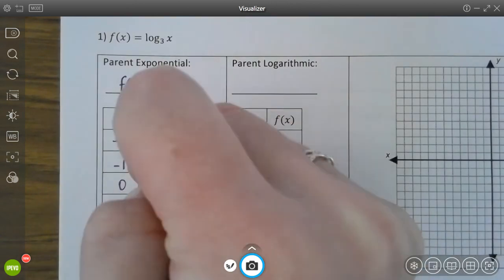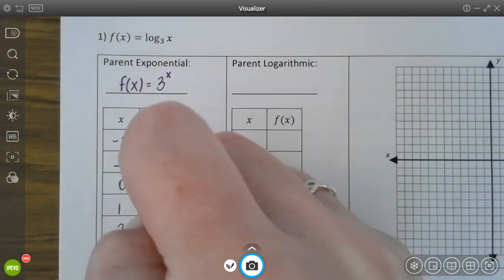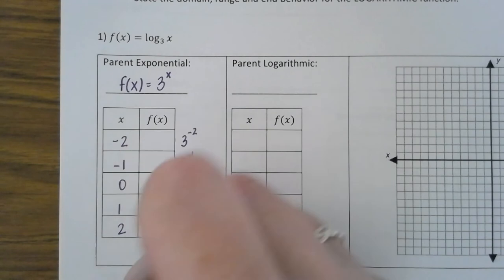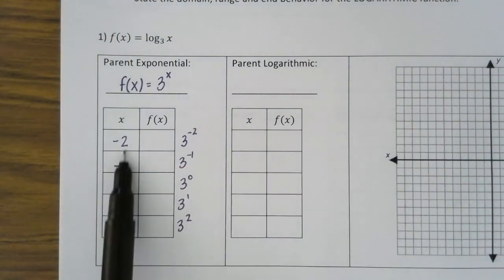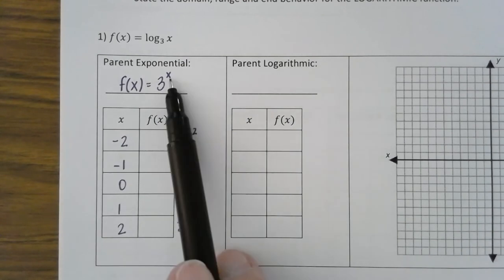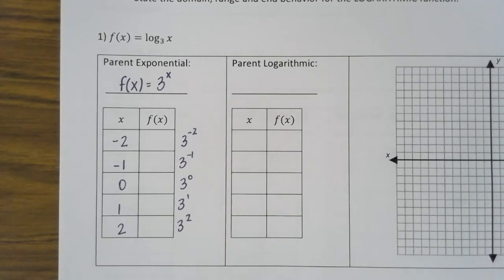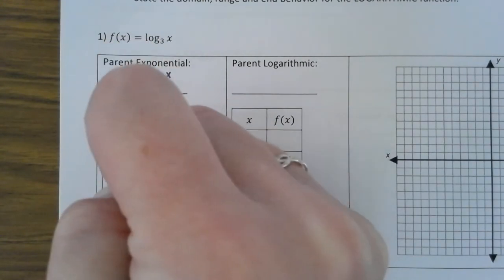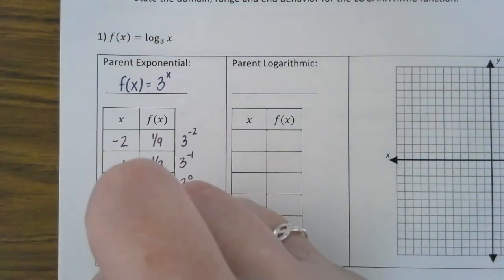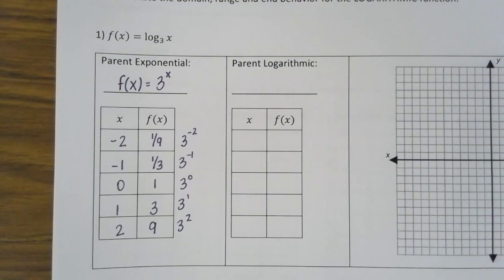Okay. And then I have 3 to the -1, 3 to the 0, 3 to the 1, and 3 to the 2. That's how we would get the y values. Again, you're just taking these x values and putting them into the exponent on that exponential function. So I think that would give us 1/9, 1/3, 1, 3, and 9 for the parent exponential.